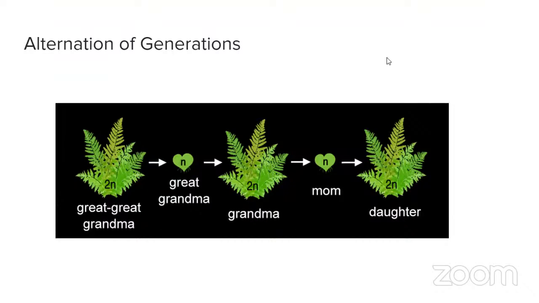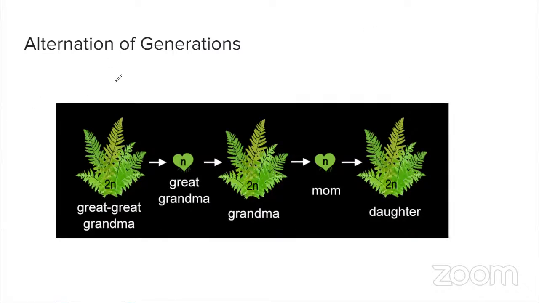So recapping alternation of generations, we're thinking about a lot with our ferns. We also mentioned it with our mosses, trying to sort of ease you in. There are a lot of terms related to plant reproduction, so we're trying to kind of build. So this was on our last set of slides for the mosses.